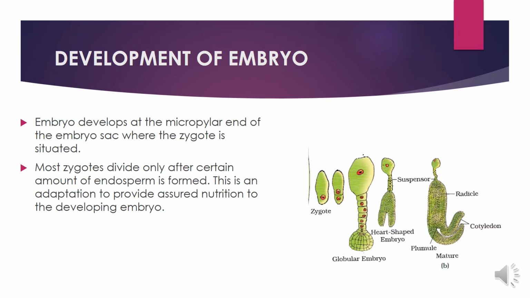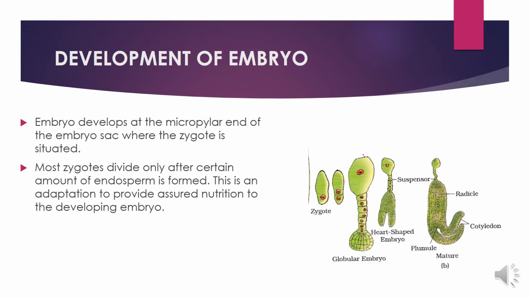Now next is development of embryo. As you know, the embryo develops at the micropylar end of the embryo sac where the zygote is situated. Most zygotes divide only after a certain amount of endosperm is formed. This is an adaptation to provide assured nutrition to the developing embryo. These are some of the structures.